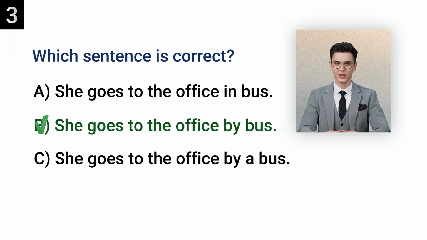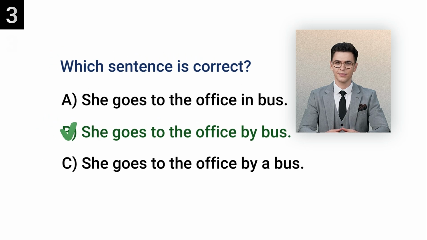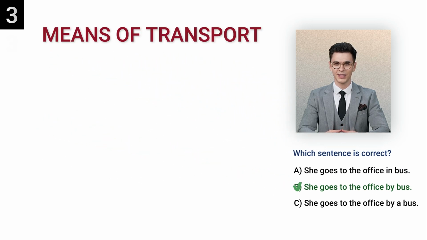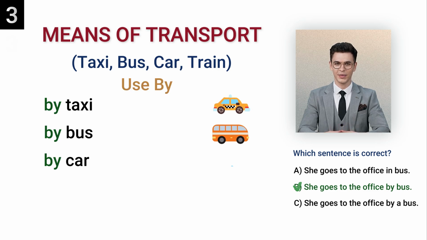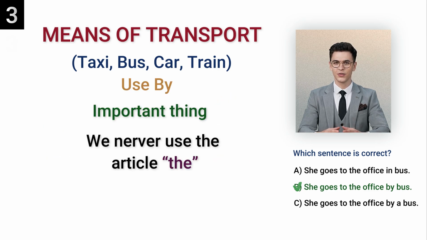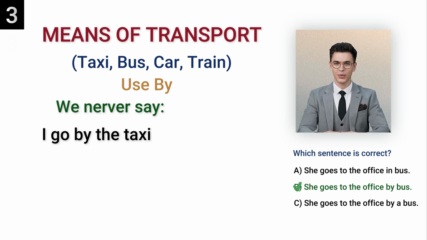The answer is she goes to the office by bus. When we are talking about the means of transport, a taxi, a bus, a car, a train, we use by taxi, by bus, by car, by train. Another important thing is we never use the article the before means of transport, so please remember, we never say I go by the taxi unless we know which taxi or which car we are talking about.